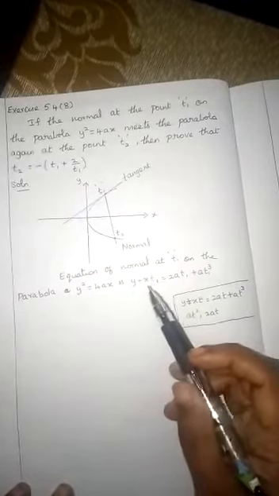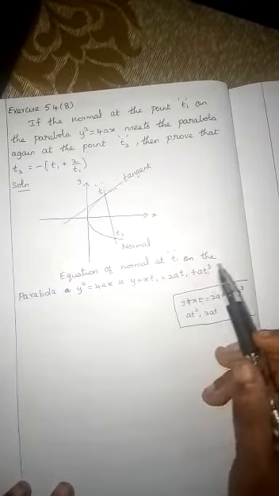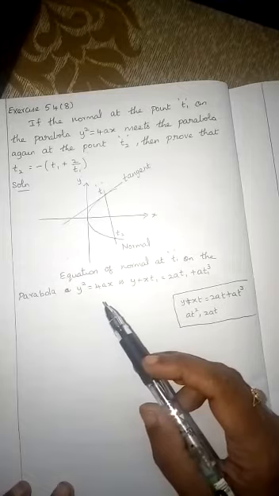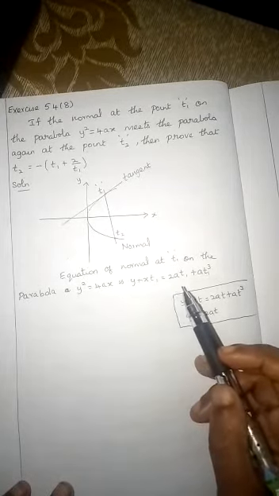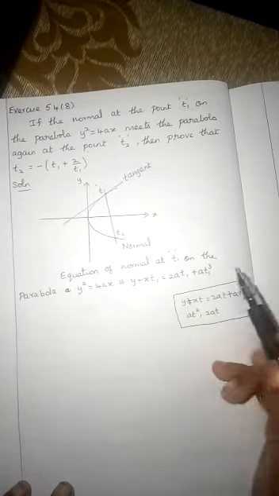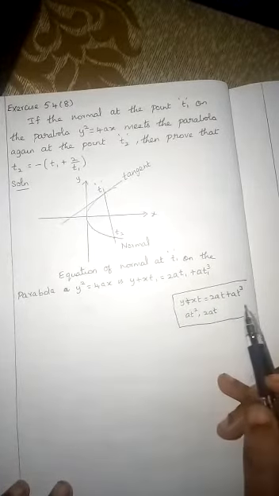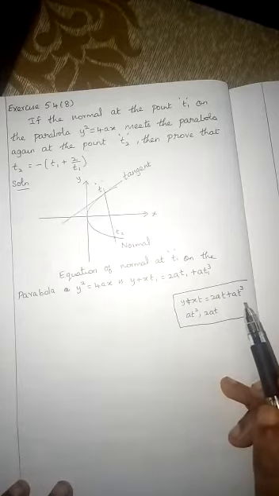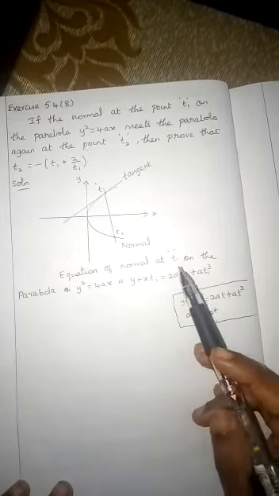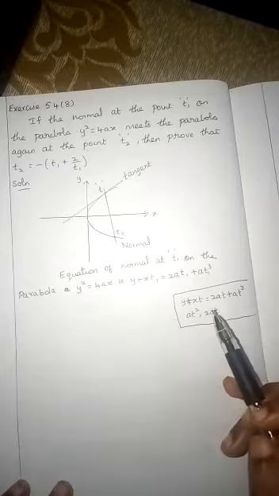So equation of normal at t1 on the parabola y square equal to 4ax is y plus x t1 equal to 2a t1 plus a t1 cube. Okay, equation of normal formula is this one in general, y plus xt equal to 2at plus at cube. Then since we are taking the point as t1, instead of t I am writing t1.